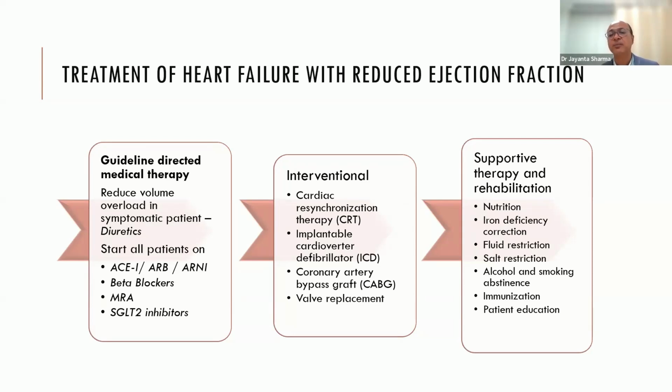We have to think about proper, good nutrition, correction of iron deficiency, or if you see pallor, the patient is having anemia, we have to correct that. Fluid restriction: if the doctor's instruction is a 1 liter or 1.5 liter fluid restriction, we have to go for strict fluid restriction in that patient. Salt restriction, alcohol and smoking abstinence, immunization, and patient education.